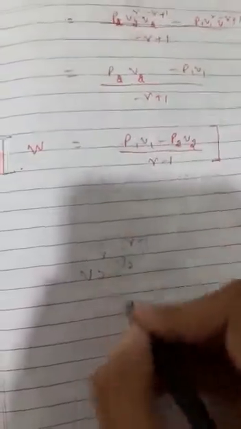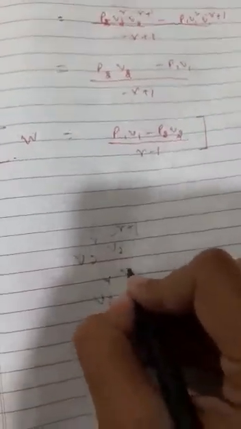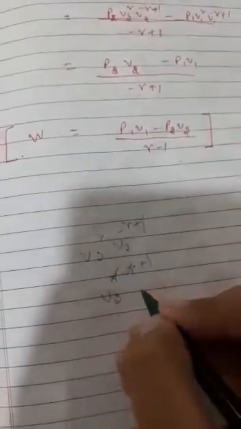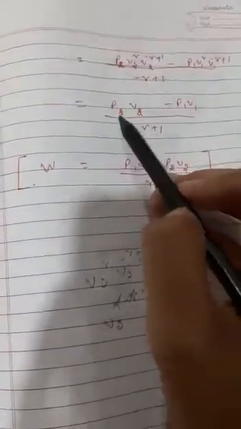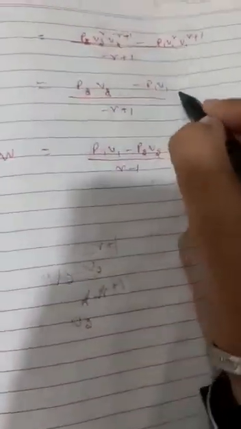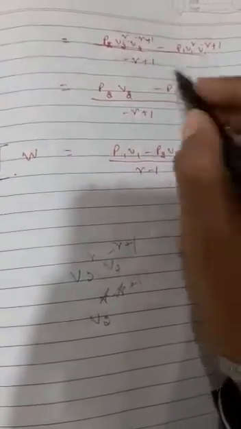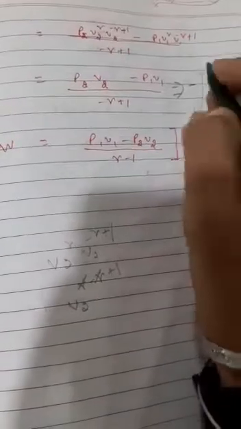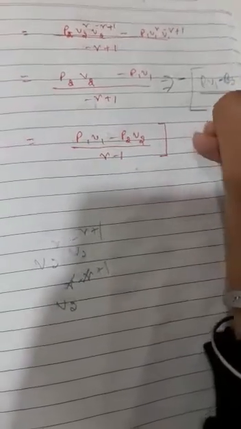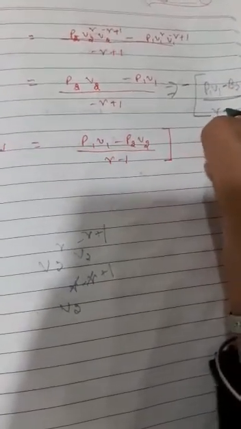Now just see this. We know when the base is same, we can add the powers. Like just see this: we have V2^γ, V2^(−γ+1). When you add the powers γ and minus γ plus 1, this γ will get cancelled out, and it will be only P2 V2. Here also P1 V1 divided by minus γ plus 1. Afterwards what I have done, I brought this minus as common term, and inside the term will be P1 V1 minus P2 V2 divided by γ minus 1.